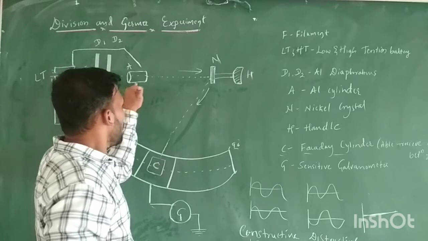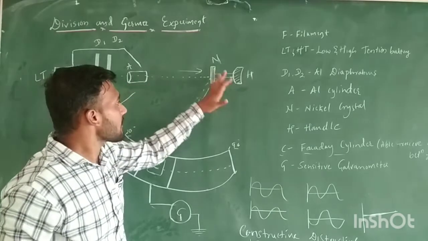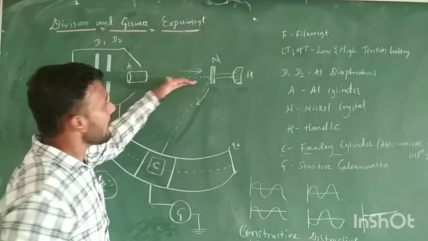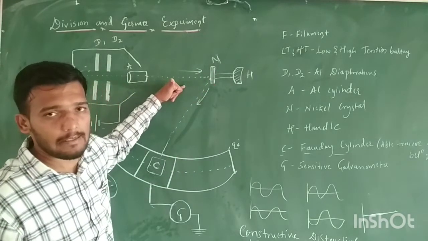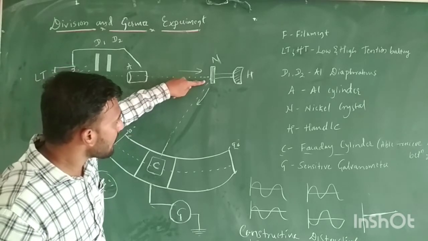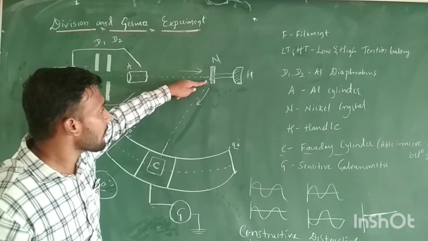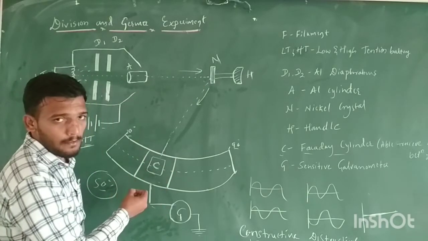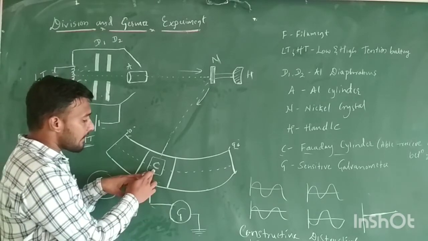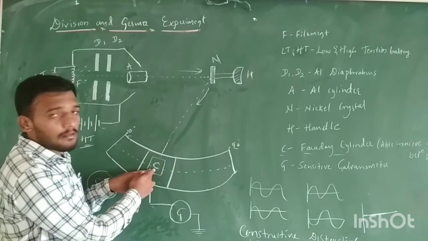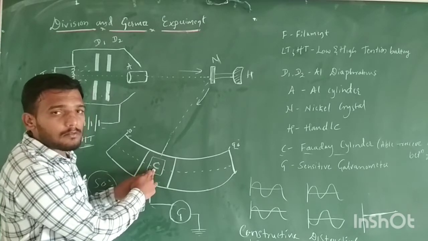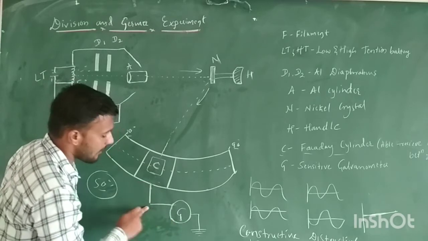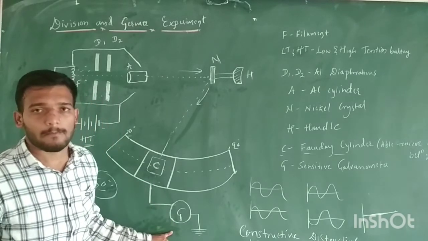So after passing through the aluminum cylinder, it strikes the nickel crystal. The nickel crystal is rotated with the axis parallel to the incident light. After hitting the nickel crystal, the electrons are diffracted towards this Faraday cylinder. In the Faraday cylinder, the electrons are recorded, and the recorded electron intensity is measured by this sensitive galvanometer.